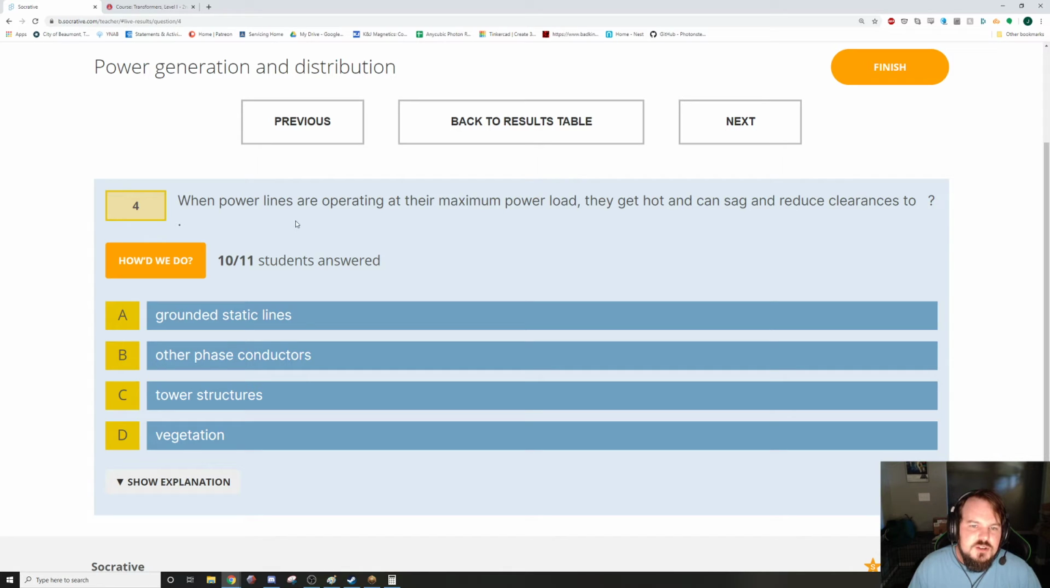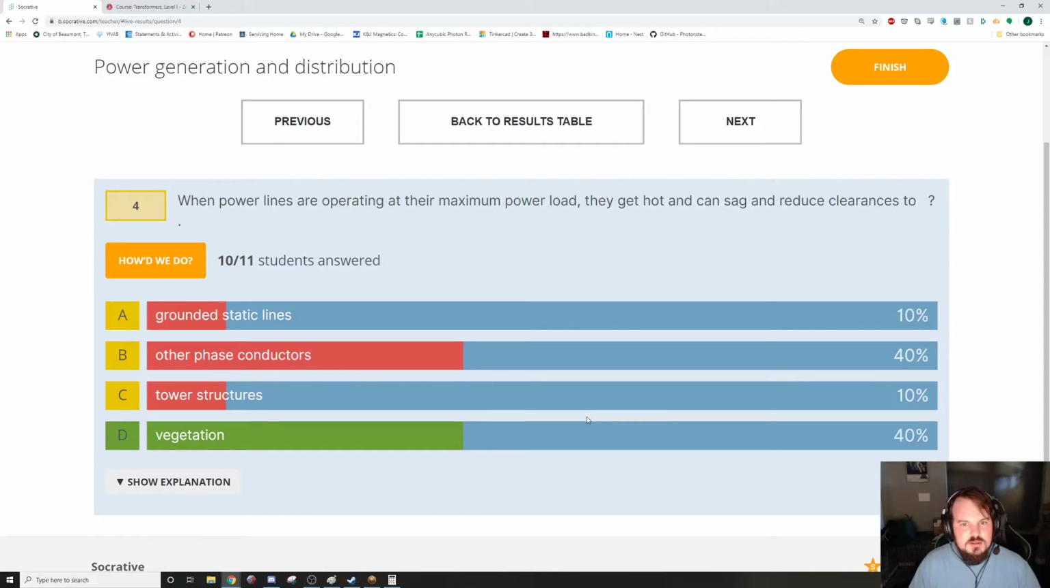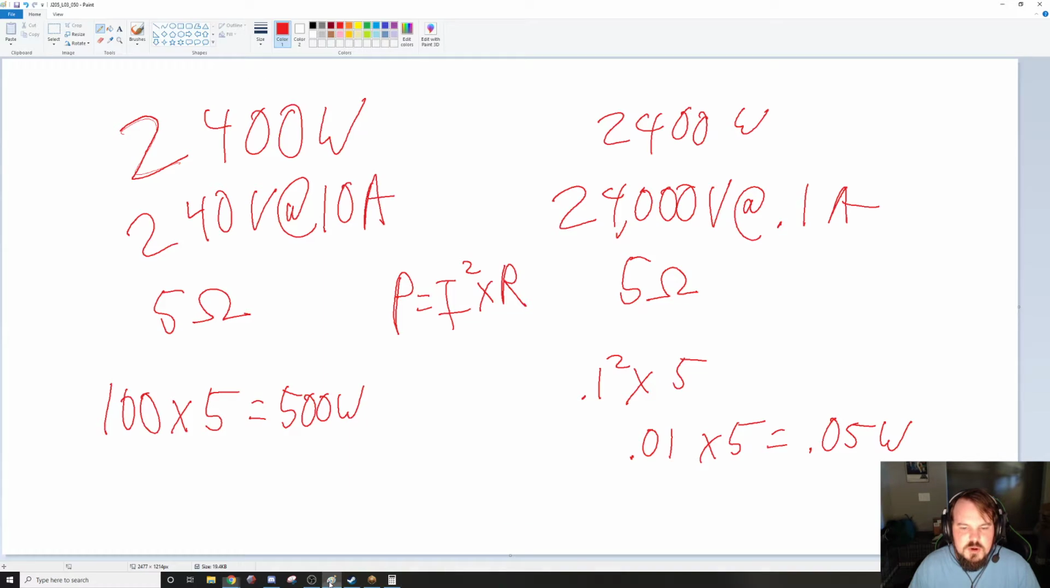When power lines are operating at their maximum power load, they can get hot and sag. So that's another thing. If you have... Oh, that is not the right... Somebody sent me a game for my birthday. I was trying it out. Where are we at? There we are.